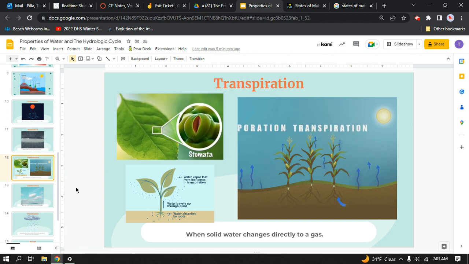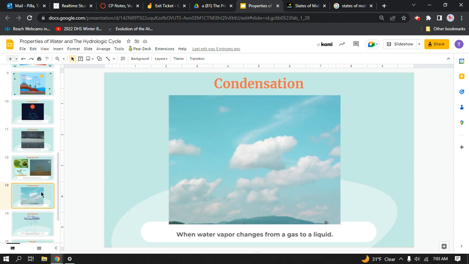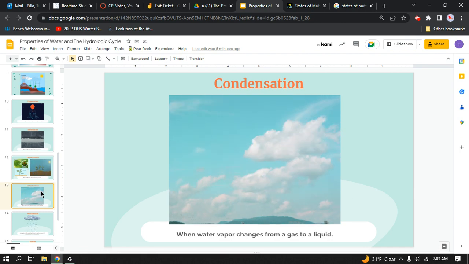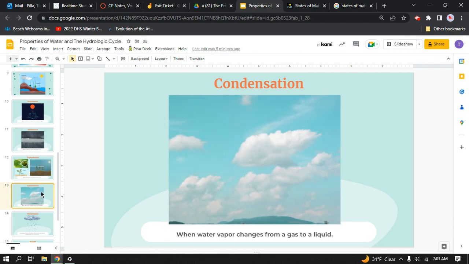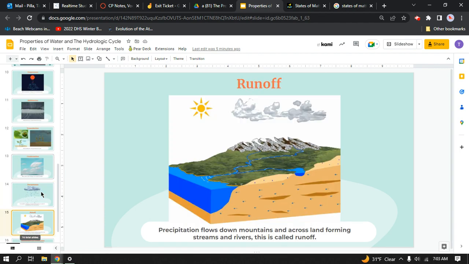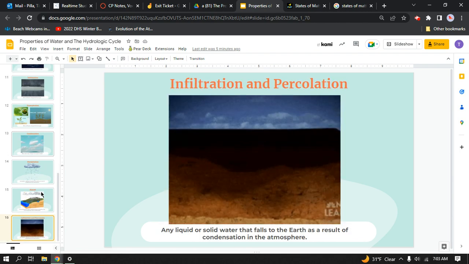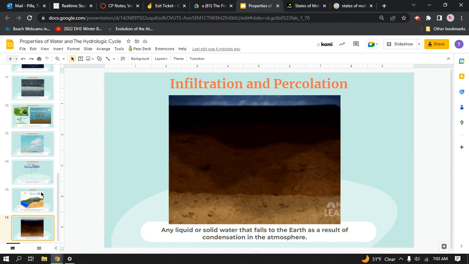We call that transpiration. Condensation is easy: water vapor changing from a gas to a liquid. You see that on your mirrors in your bathroom after a shower, or in the clouds. Precipitation is rain. Runoff is that rain running back off into a big body of water. Infiltration is when the water goes into the soil, and percolation is when it moves through the soil.